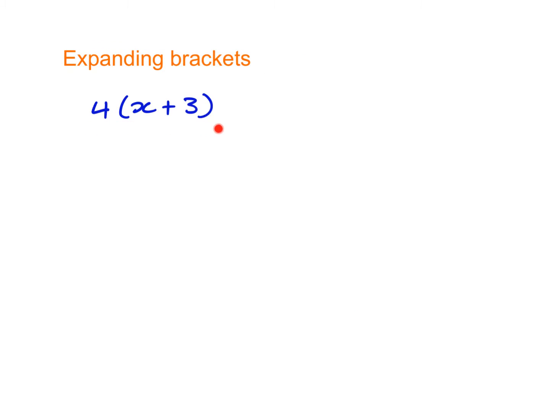Alright, well let's expand this bracket over here. And remembering what the rule is, we've got to multiply 4 by x and then 4 by 3 to arrive at a solution. So let's do that. Well, what is 4 multiplied by x? That is 4x. And what is 4 multiplied by 3? Well, that is 12. And there's a plus sign over there, so I'm going to put my plus sign in between my 4x and my 12. And that is in fact that bracket expanded.